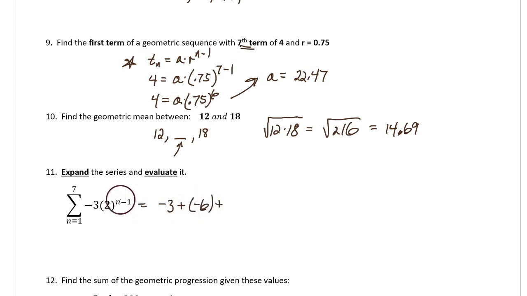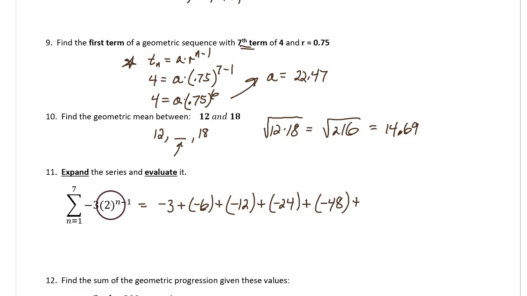Now fill in 3. 3 minus 1 makes 2. 2 to the 2 is 4, and negative 3 times 4 is negative 12. Now fill in 4. 4 minus 1 makes 3. 2 raised to the 3 makes 8, and negative 3 times 8 is negative 24. Now fill in 5. 5 minus 1 makes 4. 2 to the 4th power is 16. Negative 3 times 16 is negative 48.